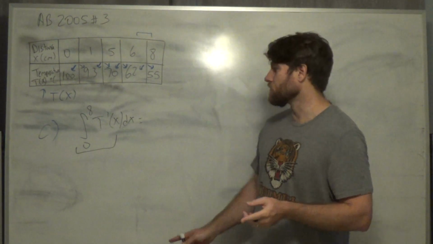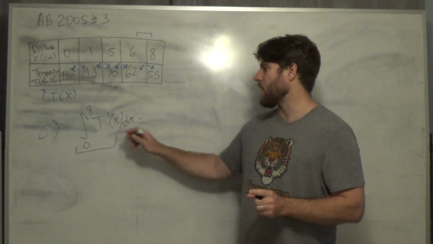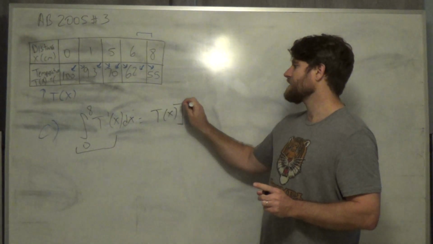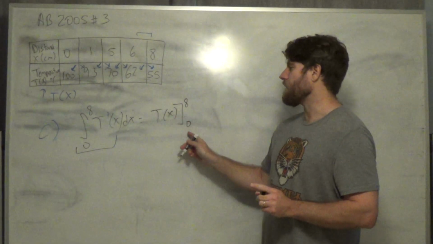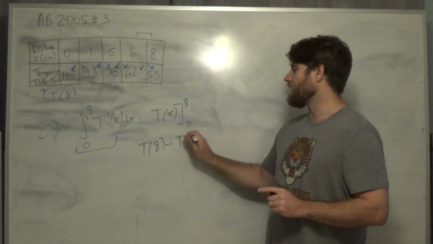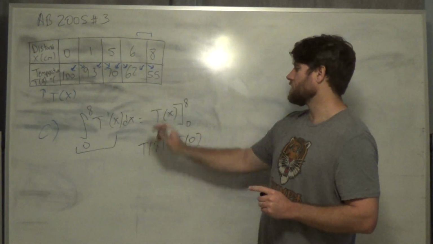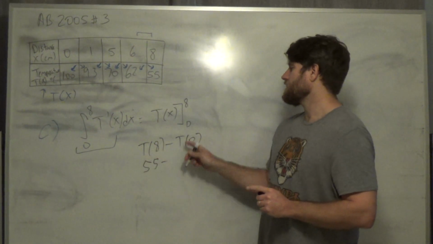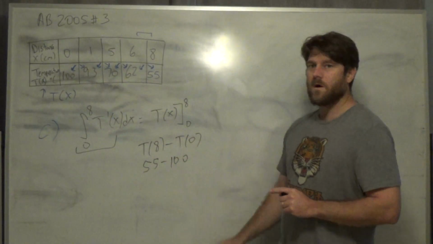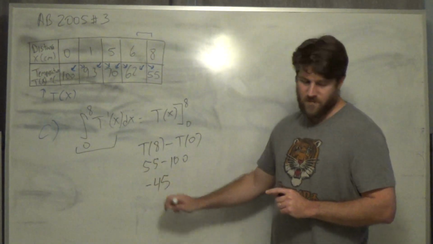So let's follow the rules. The rules say take the antiderivative of T prime x. The antiderivative of T prime x is simply T of x. And then after you've done this, you plug in the top and the bottom and subtract. Plug in the top, plug in the bottom, subtract. T of 8 is just the number on the chart, 55. T of 0 is just the number on the chart, 100. Whoa. And if you subtract them, you get the answer of negative 45.